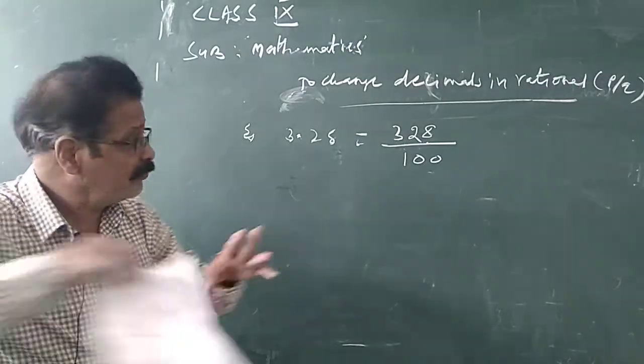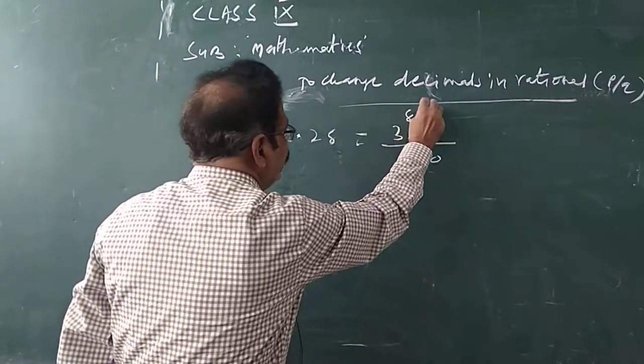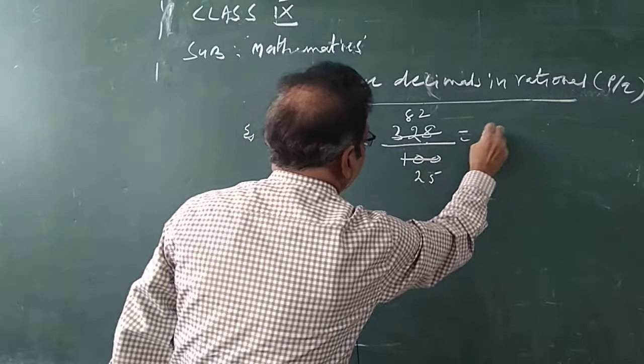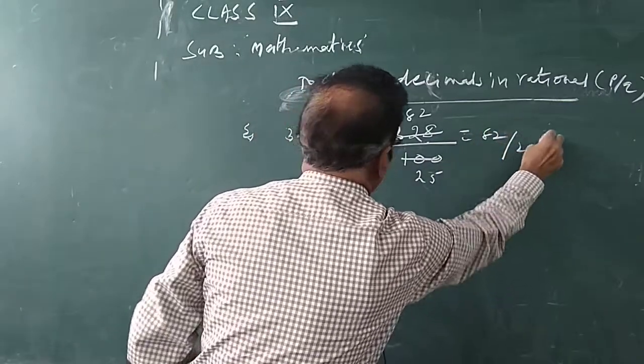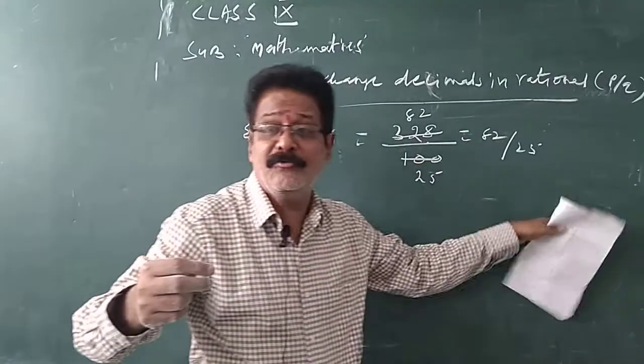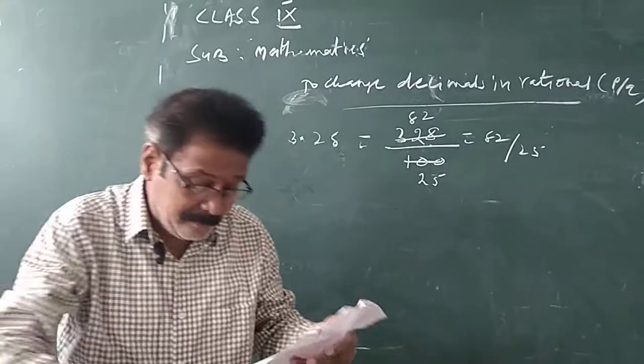If there are 4 digits after the decimal, we have to write in the denominator 10,000. So 328 by 100. If you want, you can simplify. 4 8s are 32, 4 2s are 8, 4 25s are 100. This is 82 by 25. So the decimal form 3.28 can be changed into p by q form, where p is equal to 82 and q is equal to 25.